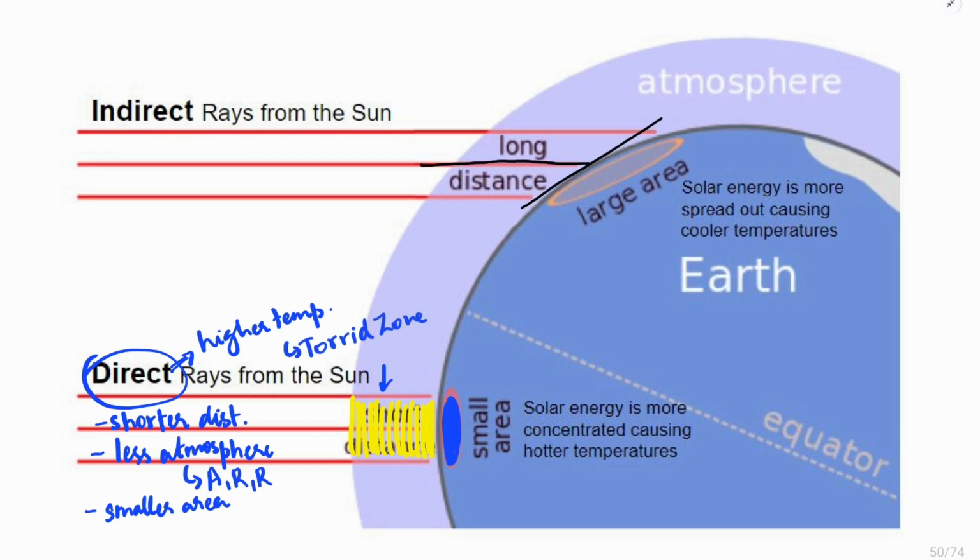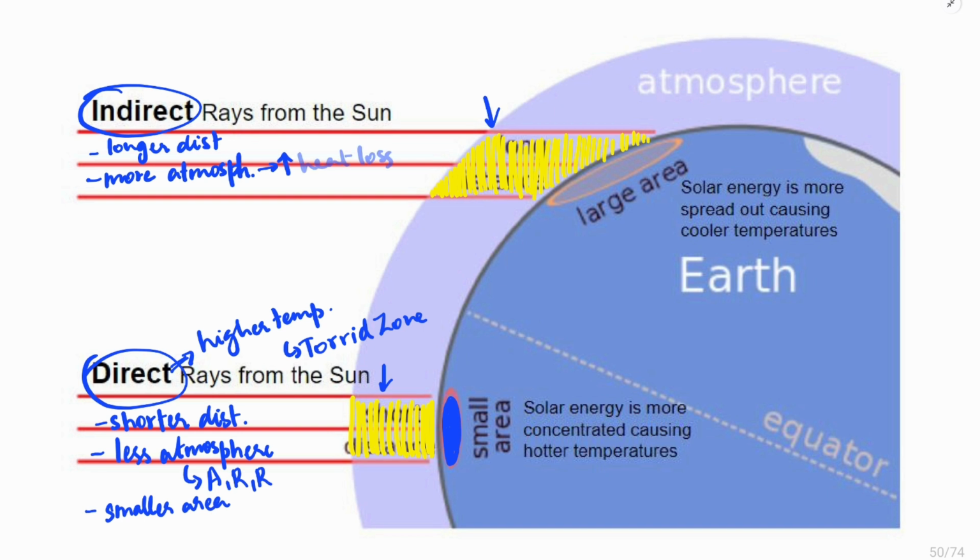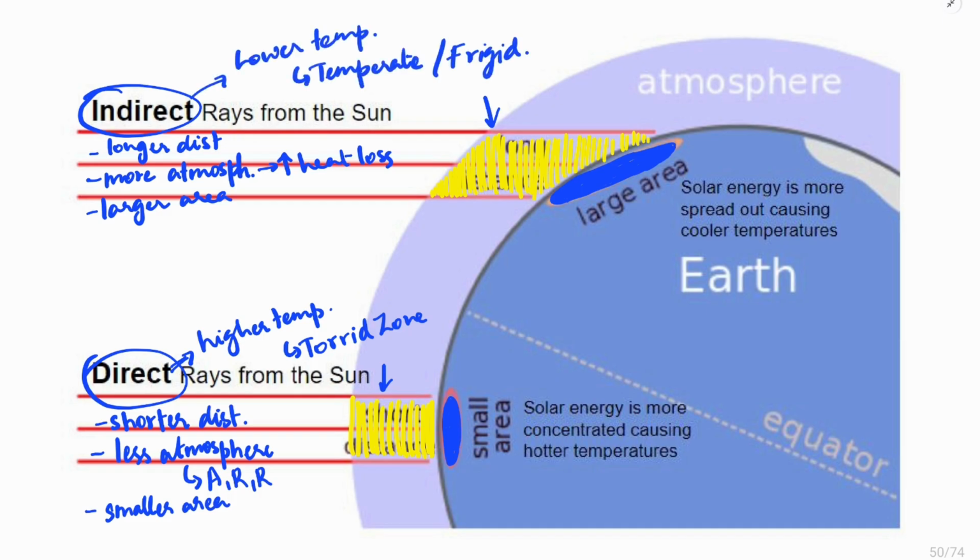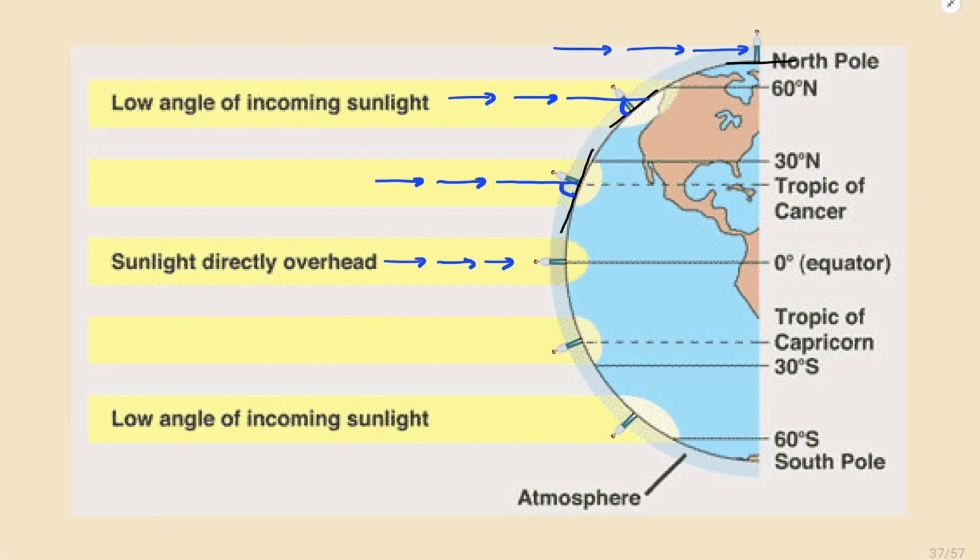However, the inclined or indirect rays of the sun travel a relatively longer distance, pass through more atmosphere, thereby causing greater heat loss, and are spread over a larger surface area. This results in lower temperatures that are seen in temperate and frigid zones. Therefore, the regions near the equator are hotter, while the areas farther from the equator become progressively cooler.